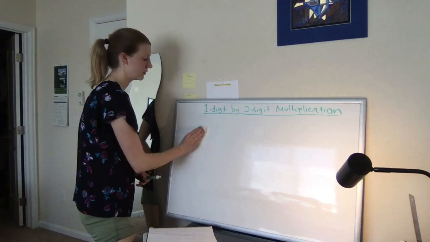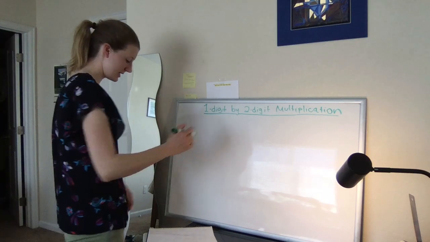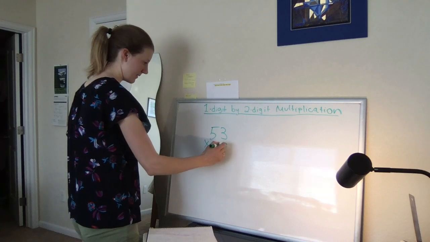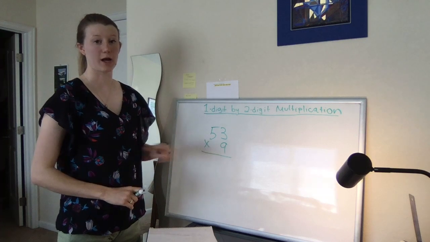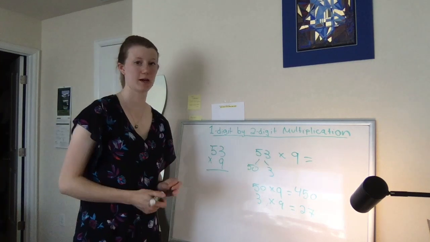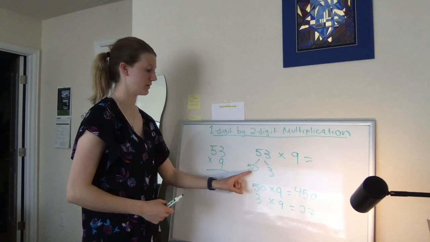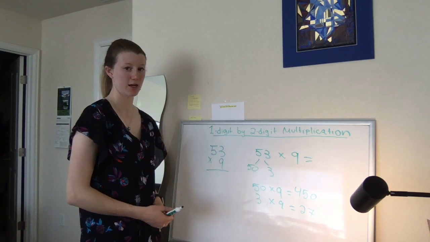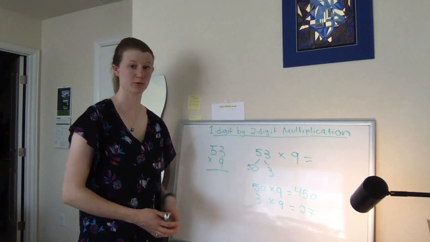Okay, now let's talk about something that you're probably going to run into pretty quick when you start doing some practice problems. Let's say we wanted to do 53 times 9. First let's practice breaking this apart the way I showed you before, just so you can understand what we're doing here. 53 can be broken apart into 50 and 3, and then we multiply them by 9. So we've got 50 times 9 equals 450, and 3 times 9 equals 27.